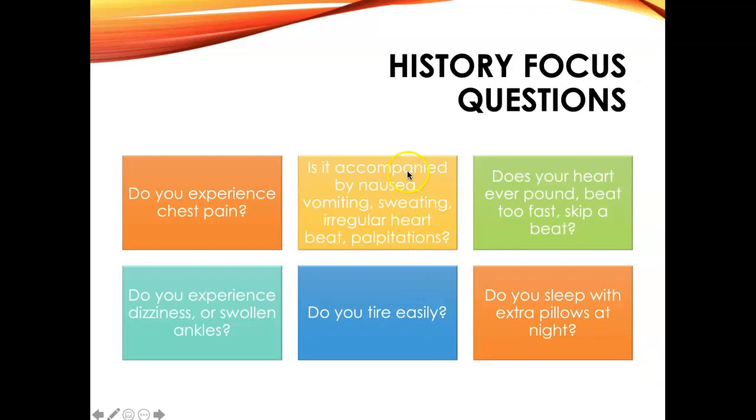Other associated symptoms, maybe nausea, vomiting, sweating, or if they feel like they're having palpitations or like their heart's fluttering. We can ask if their heart ever feels like it's pounding too fast or if it feels like it's skipping a beat. Sometimes it feels like it has flutters in their chest.